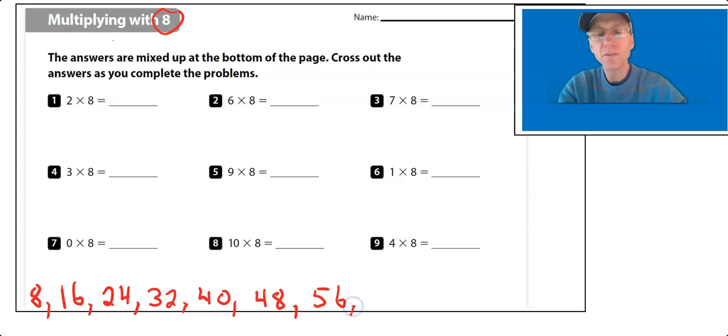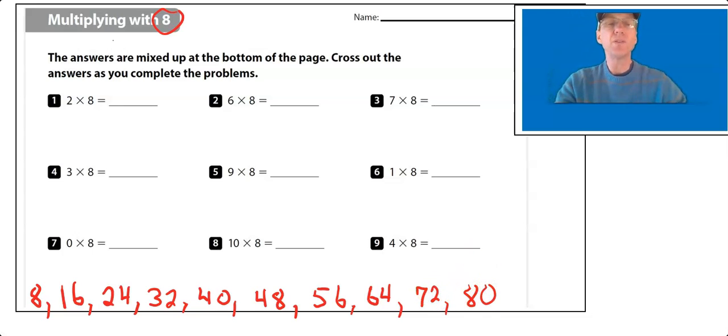8 times 7, 56. And 8 times 8, that's that square we were talking about, where it's the array that has the same number of rows and same number of columns. 8 times 8, 64. 8 times 9, 72. And 8 times 10 is 80. Okay, so then you can go through.